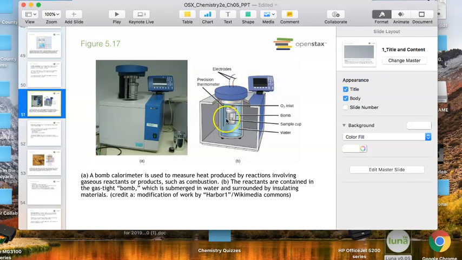And then you have some electrodes there, and the electrodes provide a spark because you have to initiate the combustion reaction. And then you also have oxygen that is allowed to go inside the chamber in order for the combustion reaction to happen. Okay. And of course you have a thermometer there to measure the temperature change in the water before and after the reaction.